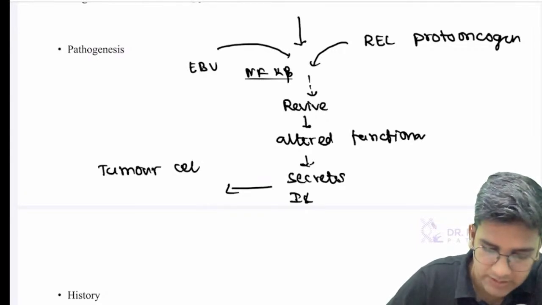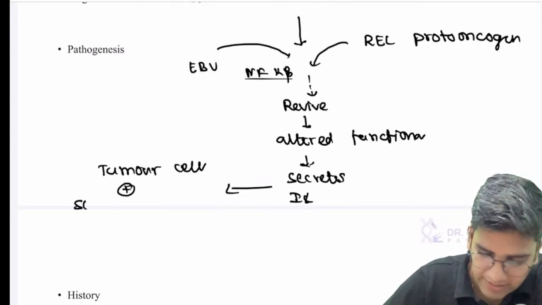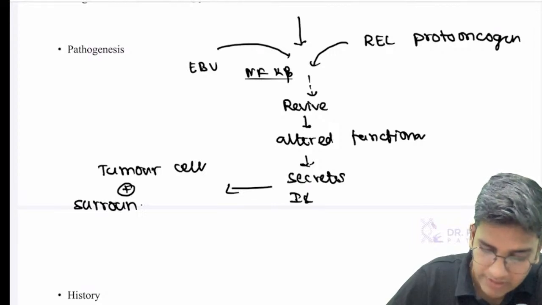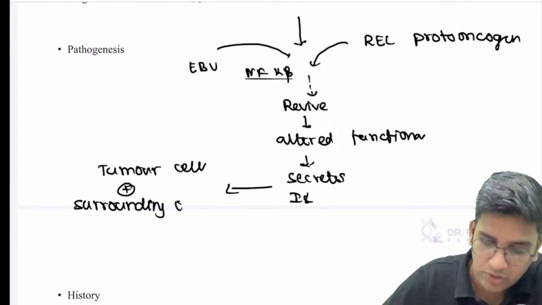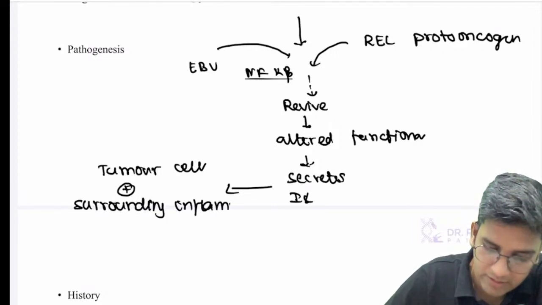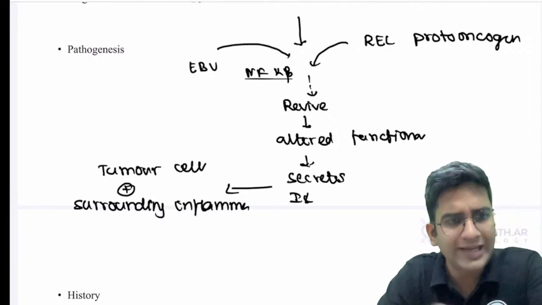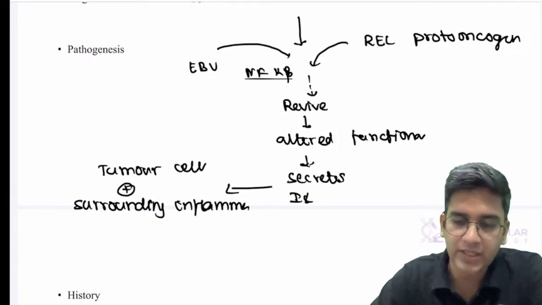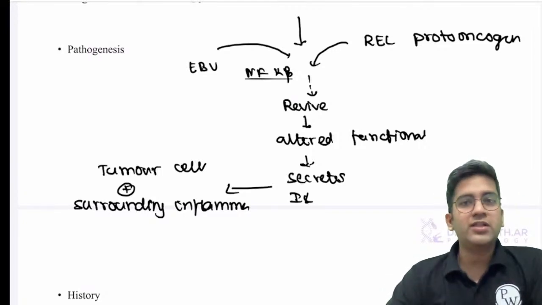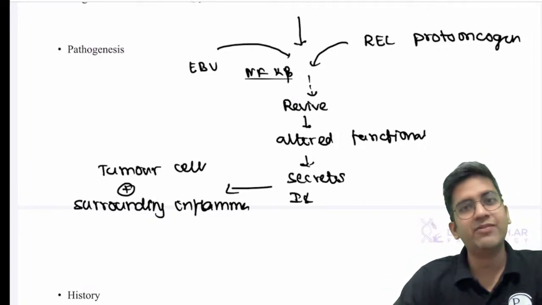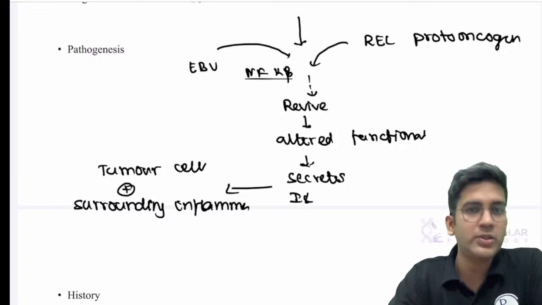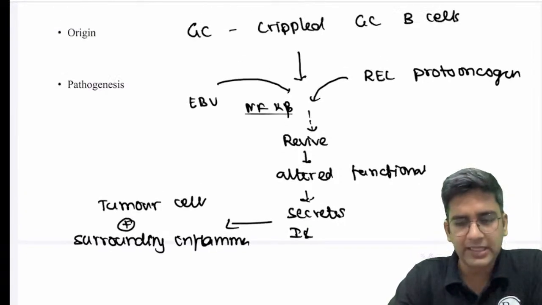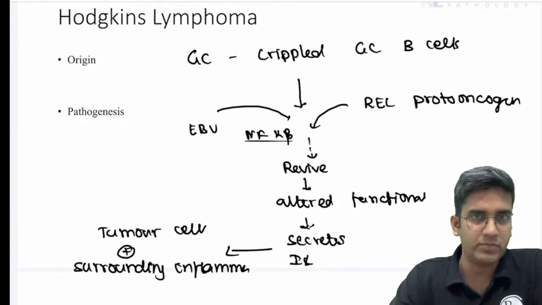So what I'll have is, you will have the tumor cells. Along with the tumor cells, you will have surrounding inflammatory cells. The surrounding inflammatory cells are more diagnostic of Hodgkin's lymphoma in addition to the tumor cell. Only RSL is never diagnostic. RSL with surrounding inflammation is diagnostic, fine. So a revived B cell alters its functionality, behaves like an activated macrophage, secretes interleukins, becomes a Hodgkin's lymphoma, right? This is the simplest pathogenesis of Hodgkin's lymphoma, fine.